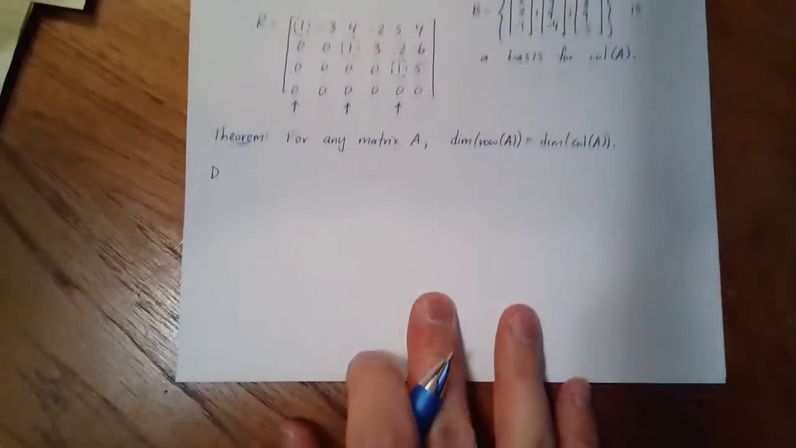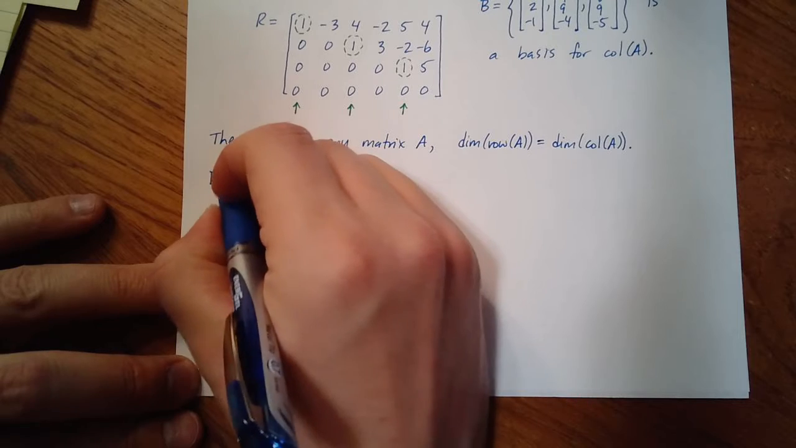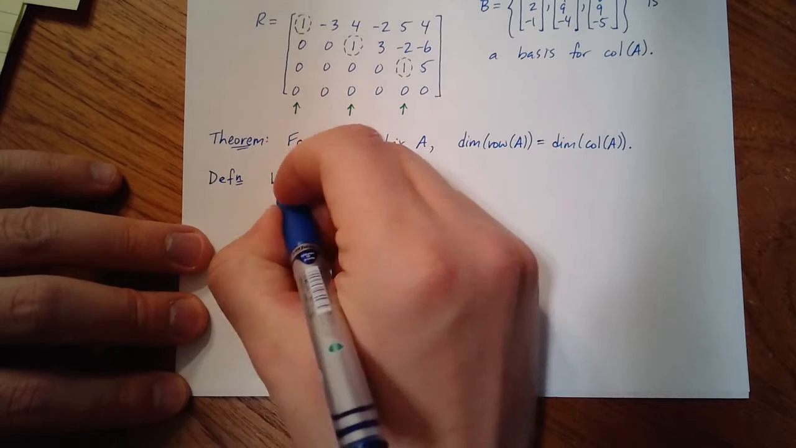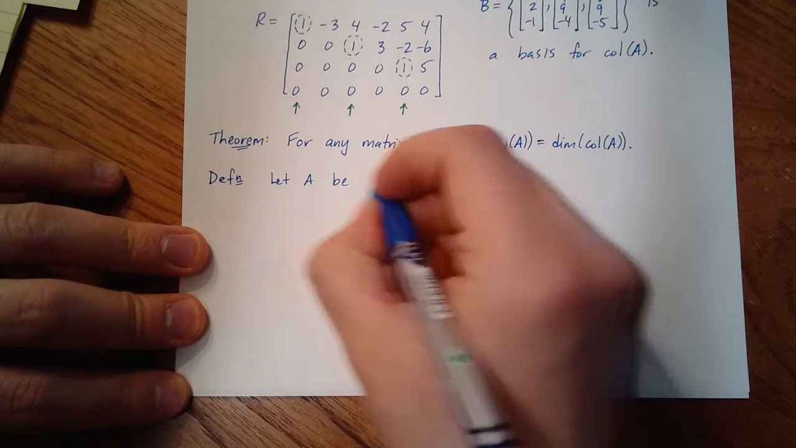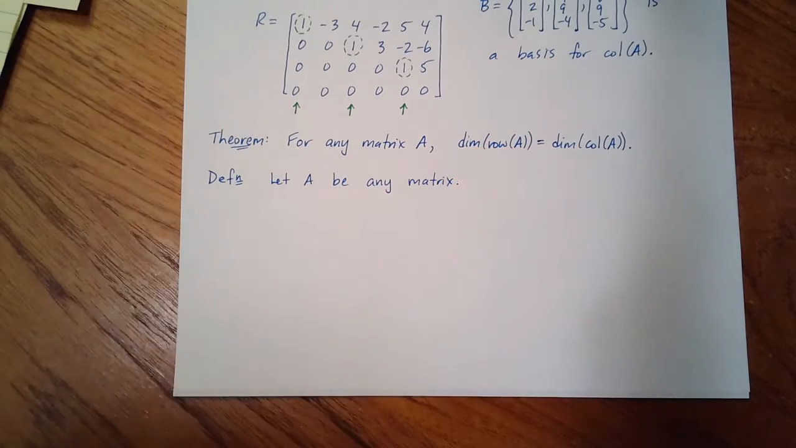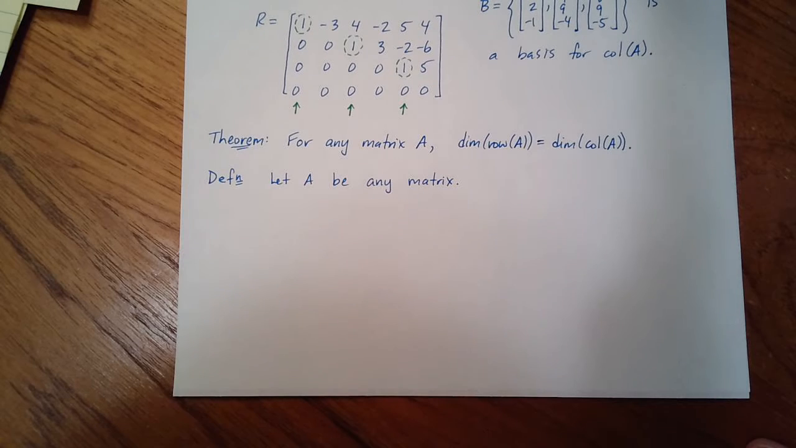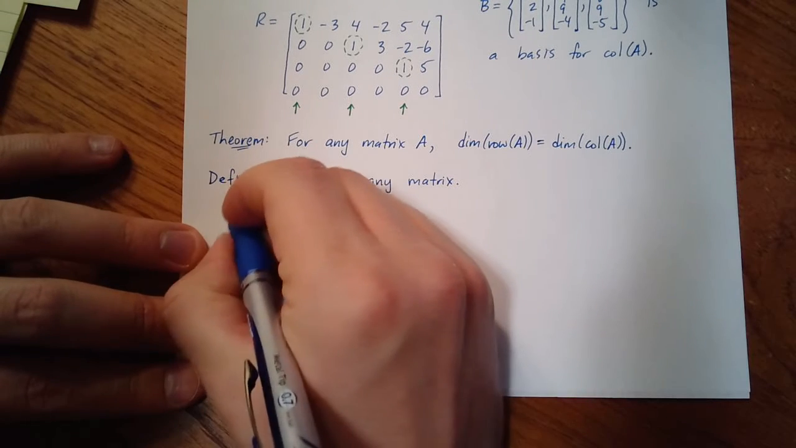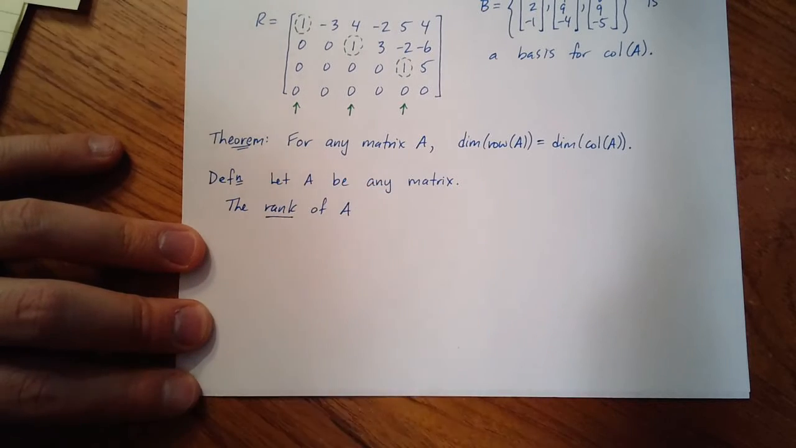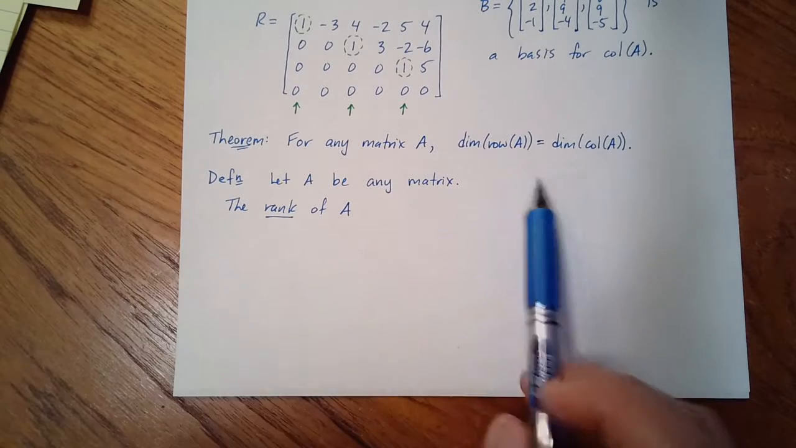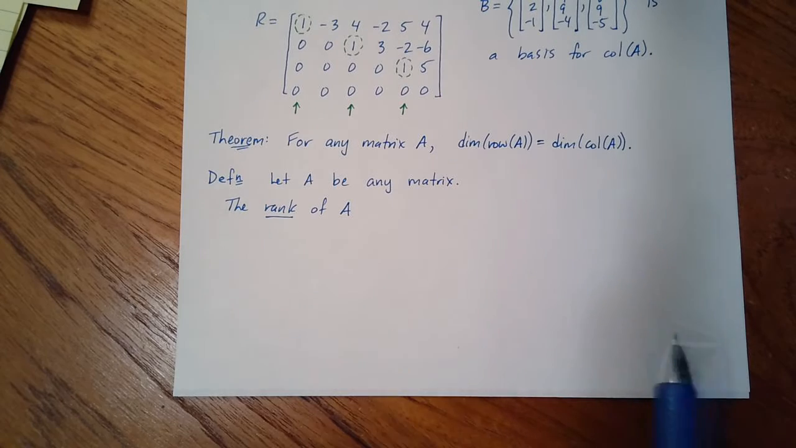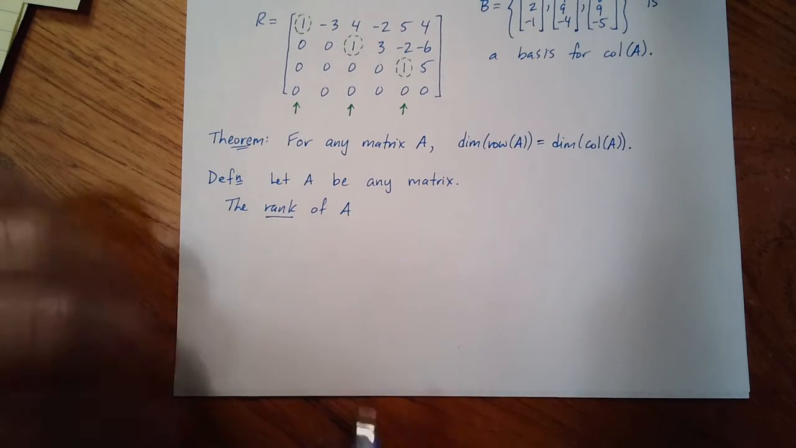And do I have enough room? I'm going to slide this up a bit. So we're going to define something called the rank of a matrix. So let A be any matrix. Don't even have to say M by N, because we're not even going to refer to M or N. So the rank of A is just defined to be this common value. Whatever the dimension of its row space is, and hence what the dimension of its column space would also have to be, whatever that common value is, that's what we're going to define to be the rank.